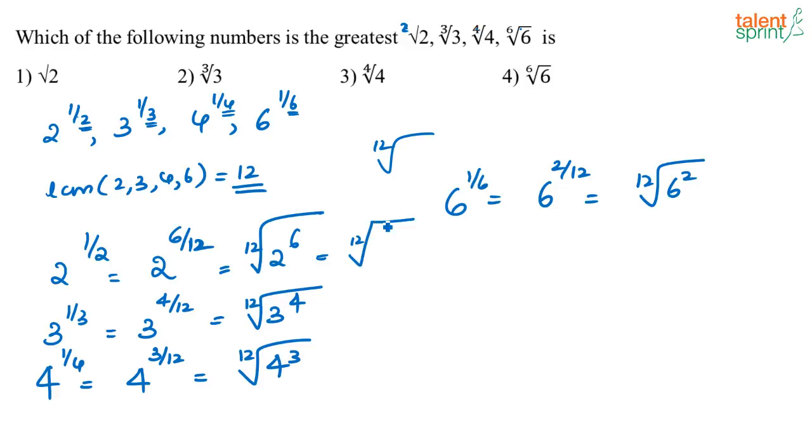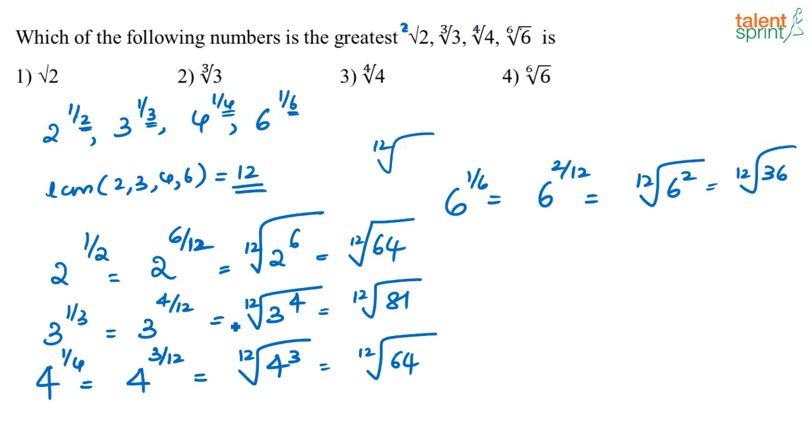Now what is 2 to the power 6? 2 to the power 6 is nothing but 64. So I have to find the 12th root of 64 here. Here I have to find the 12th root of 81. Here the 12th root of again 64, and here the 12th root of 36. Now which is the highest of these? Very clearly, when you find the 12th root of a number, whichever is the biggest number of the lot is going to have the greatest value. So the one which has the greatest value is the cube root of 3. Correct answer will be option 2.